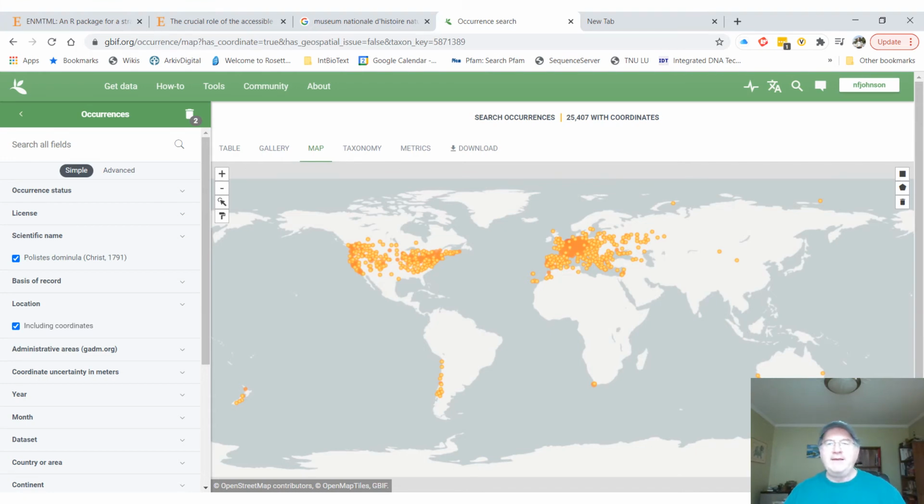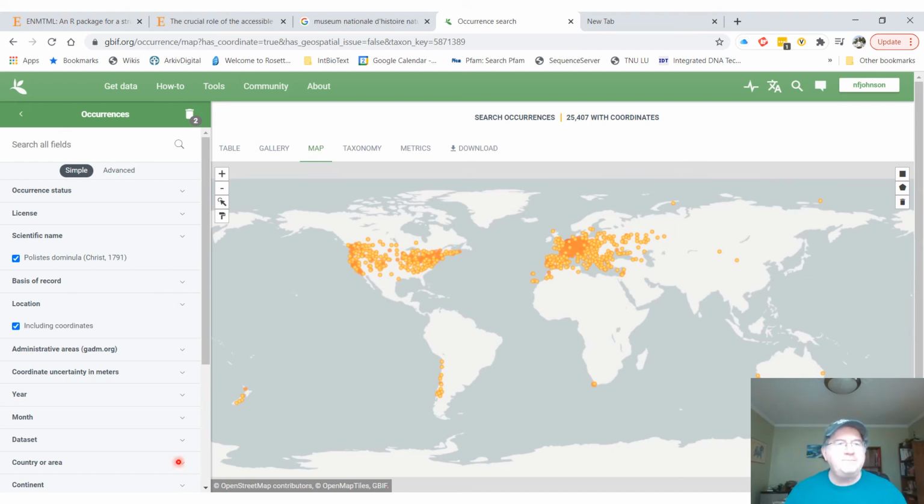Okay, so here's my Polistes dominula example. If you're not familiar with it, Polistes dominula is an invasive species of paper wasp. It's a European species of paper wasp that has been introduced into the United States, I believe, I forget the exact timing of it, maybe the late 1980s, 1990s, something like that.